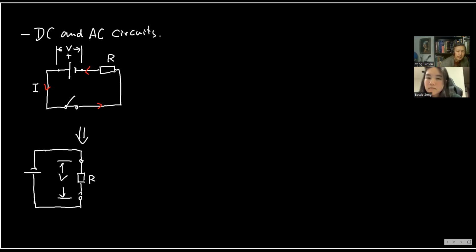Can you see that? Yes. And the voltage, or voltage means the potential difference. Can you see? And the voltage of the battery is equal to the voltage across the resistor in this case. Okay. So there's a simple relation between the current, the direction, the voltage and the resistance. So that is Ohm's law.